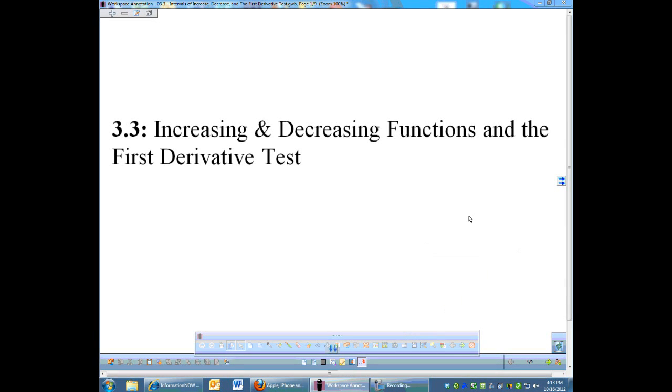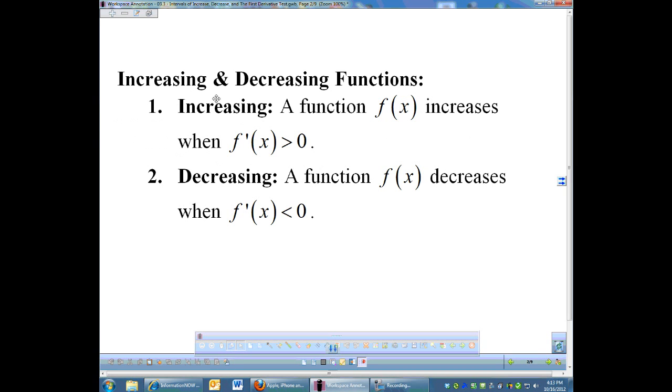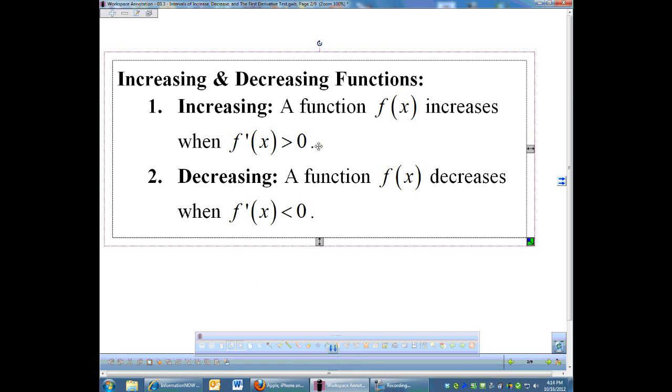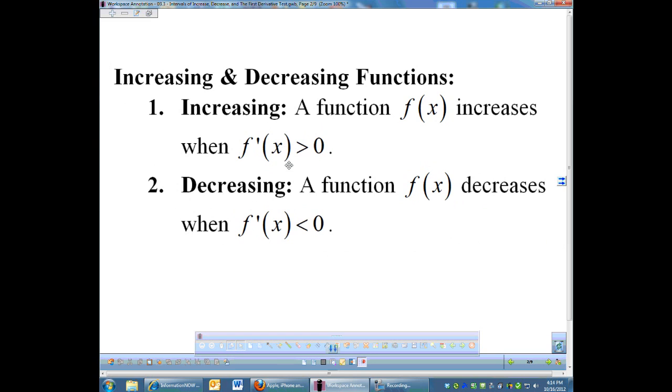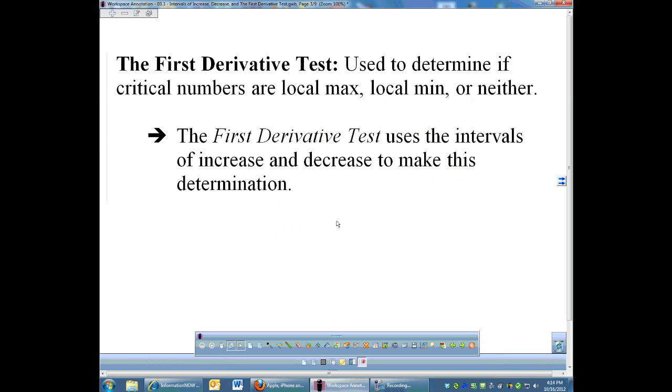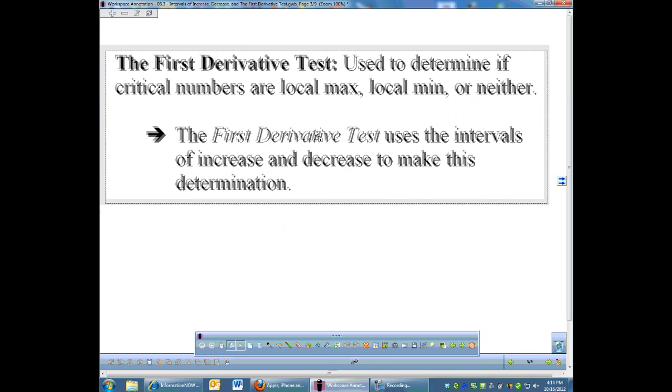Okay, in this lesson, we're going to look at intervals of increasing and decreasing for a function and the first derivative test. Since we have done intervals of increase and decrease, we're not going to talk about that a whole lot in this video. Here it is again, in case you forgot. A function increases when the derivative is positive. A function decreases when the derivative is negative. That is stuff that we have done enough that you should know that. So we'll move on to the first derivative test.